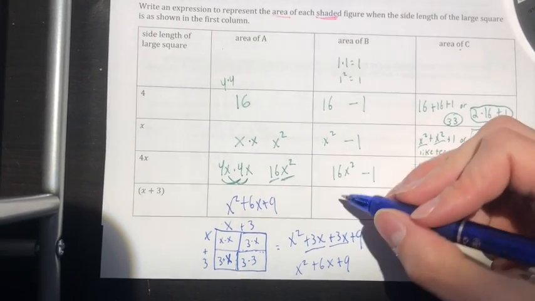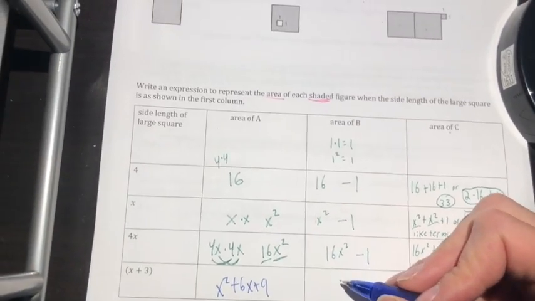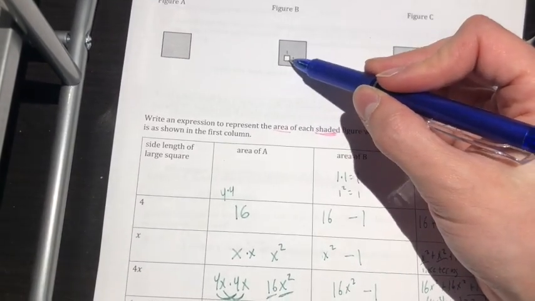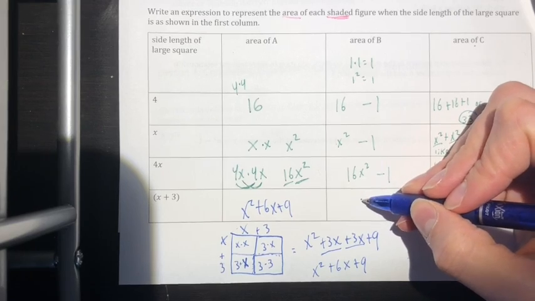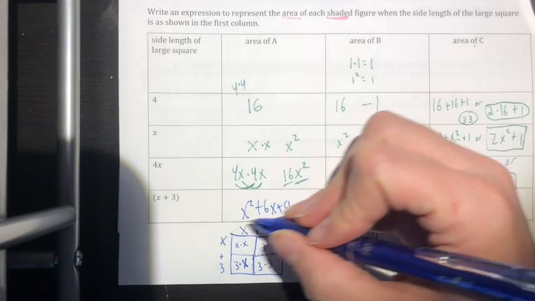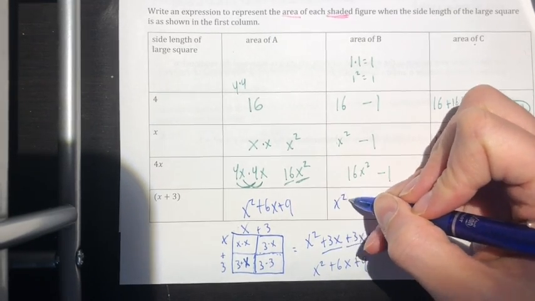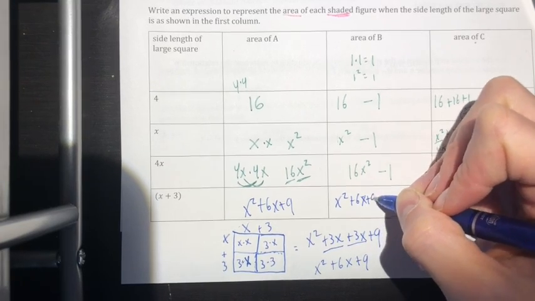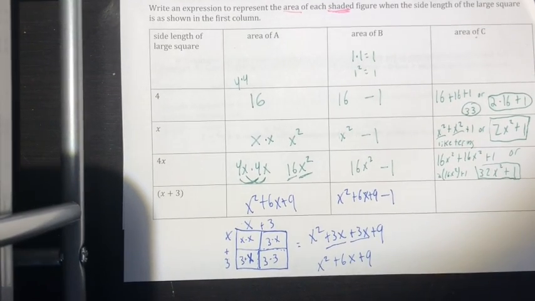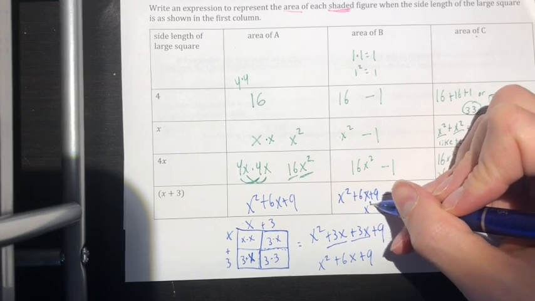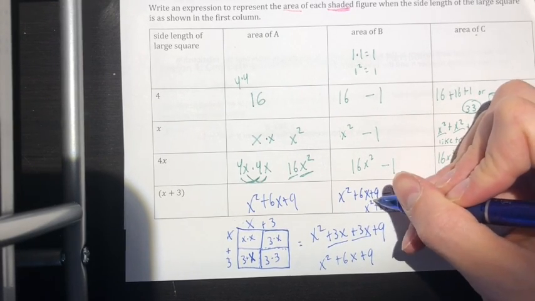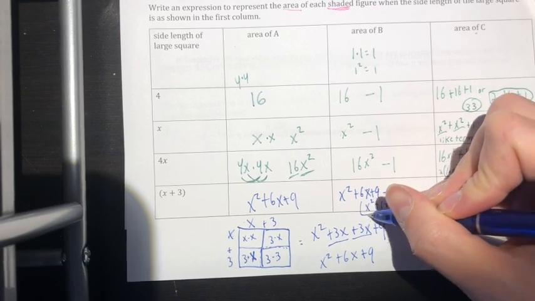All right, and then over here, it's the same thing for figure B. It's the same square, but we're taking out that 1. Sorry, so it's whatever I had for the previous square, but minus 1. Or that would just look like x squared plus 6x plus 9 minus 1, which is x squared plus 6x plus 8.